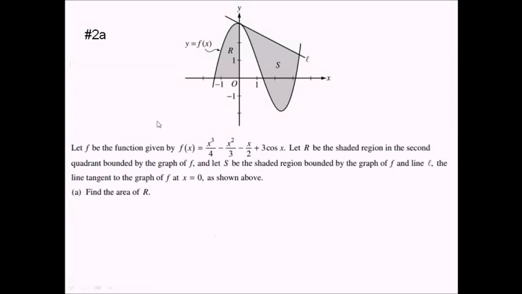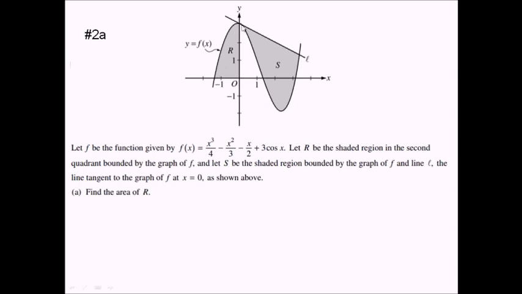On this problem, we're given this f function, this polynomial, and they gave us a graph as well. R is this shaded region in the second quadrant, and we have S bounded by the graph of f and some line, which they haven't defined for us except that it's tangent to the graph of f at x equals 0. So our first task here is to find the area of R.